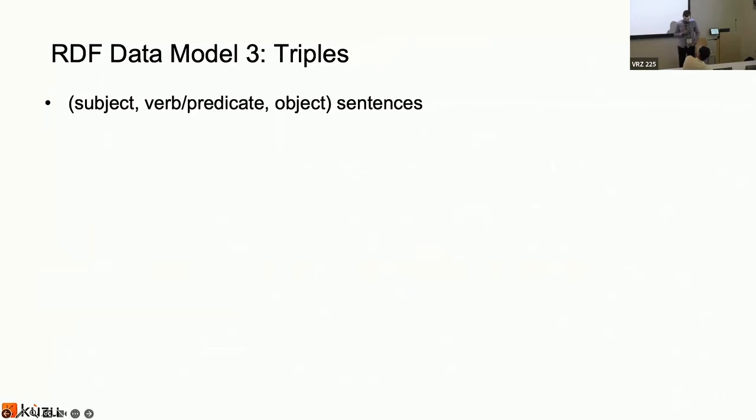And then the core of the model are these things called triples. This is how you actually encode and store information in these sentences, which are really the most elementary sentences in English: subject, verb, and object. Instead of verb, the term that's used is predicate, but they're really verbs, as I'll show you.